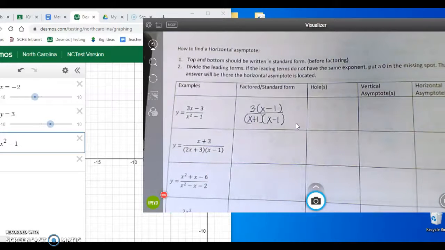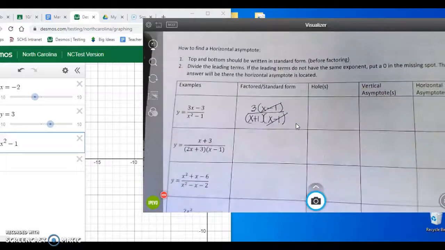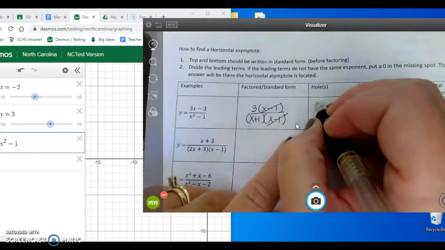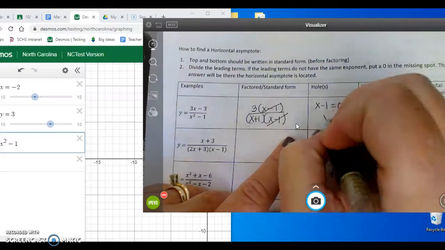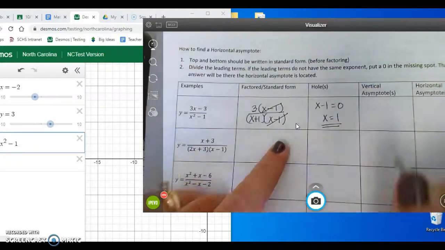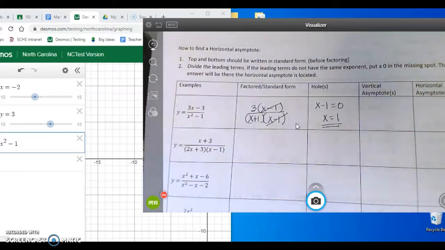Alright, once you have it factored, if there's something that cancels out, there's a hole. And there's a hole at the place that cancels. So you take whatever cancels, set it equal to 0, and solve. So on this problem, there would be a hole at x equals 1.